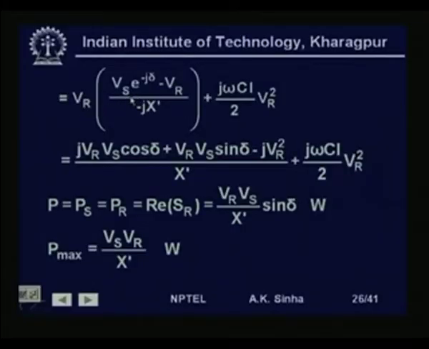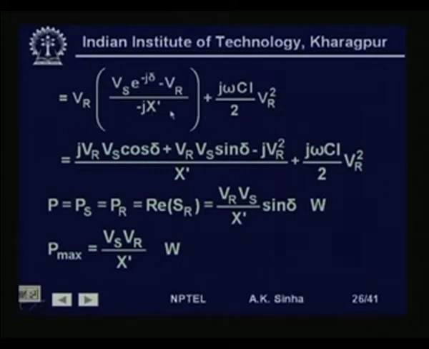So, this is equal to VR into Vs e to the power minus j delta, minus VR by j minus jX dash, because we have taken the conjugate. So this minus of angle comes, and minus jX dash, for that shifting of the angle will come. So, this minus jX dash plus j omega C L divided by 2 into VR square.